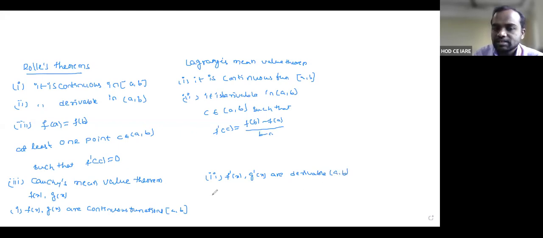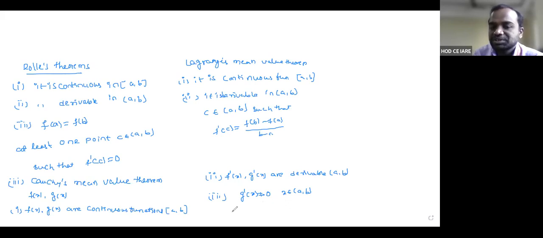And the third condition: g dash of x is not equal to 0 for x belonging to the open interval a comma b. If these three conditions are satisfied, then the two functions satisfy Cauchy's mean value theorem.